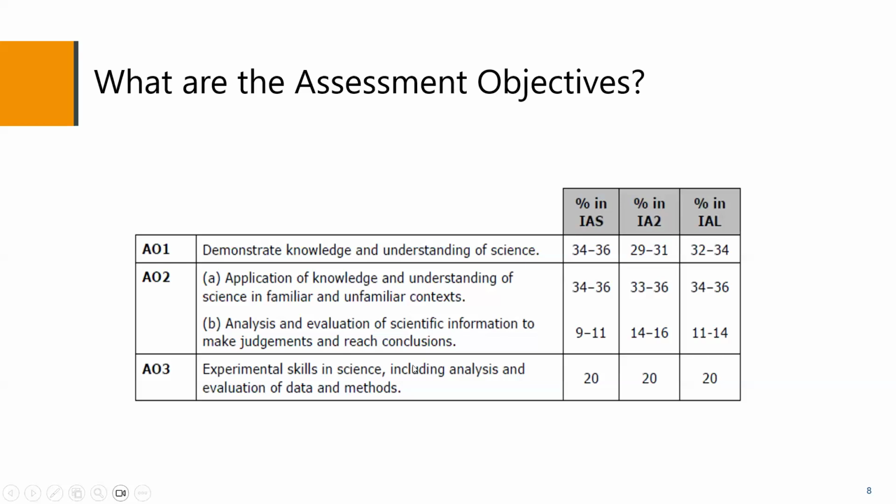So it's worth saying AO2B is relatively new. It's new to the grid in this specification. And it's also worth indicating that AO3, the experimental skills one, is only tested in Units 3 and 6. There are no assessment objective 3 questions in Papers 1 and 2 and 4 and 5.